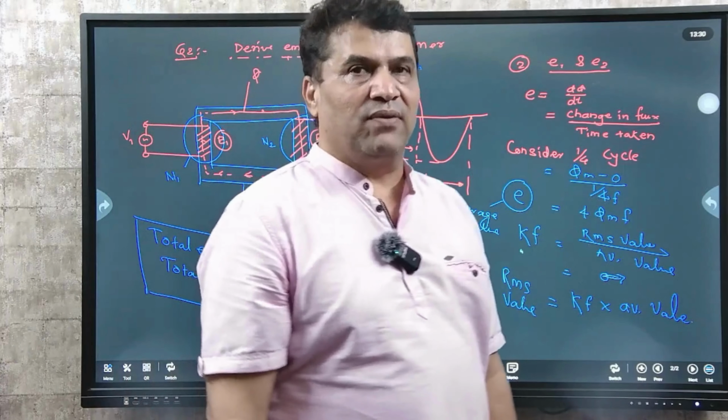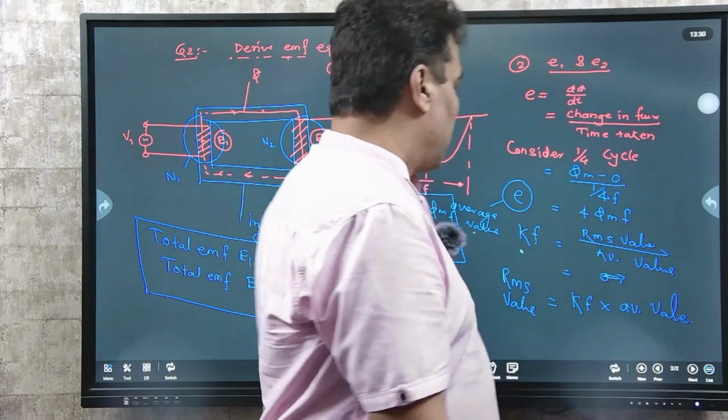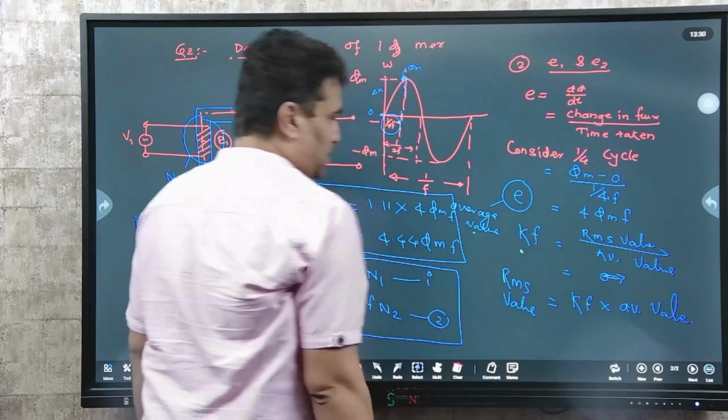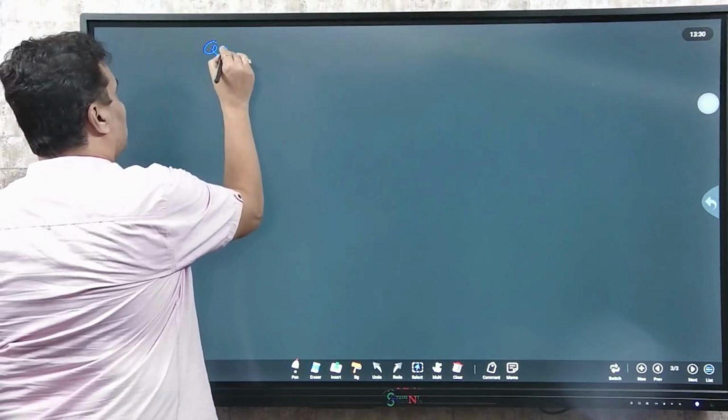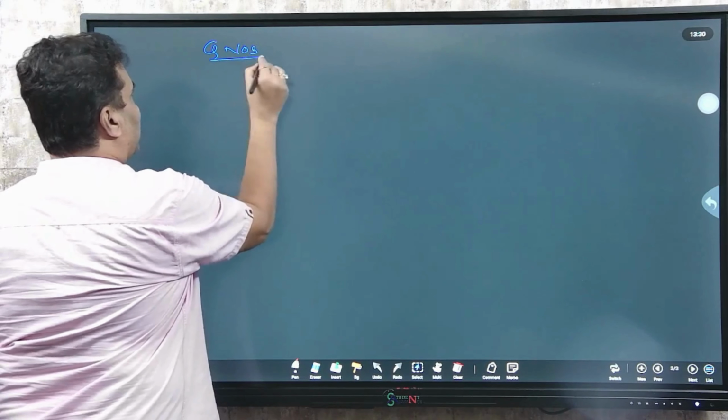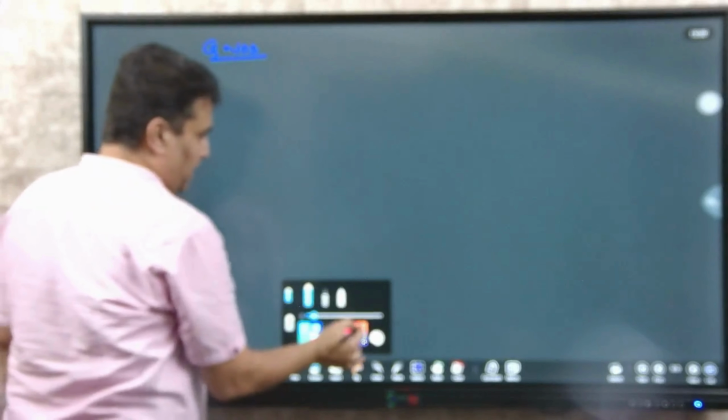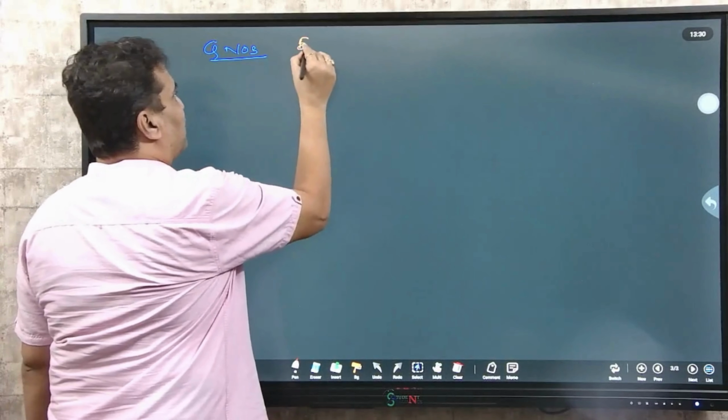Derive the EMF equation of transformer. Next question in transformer, generally called question number 3, and this is also an important question: what are the different types of transformer? Next question, explain types of transformer.